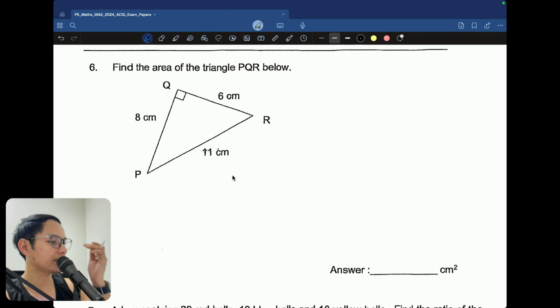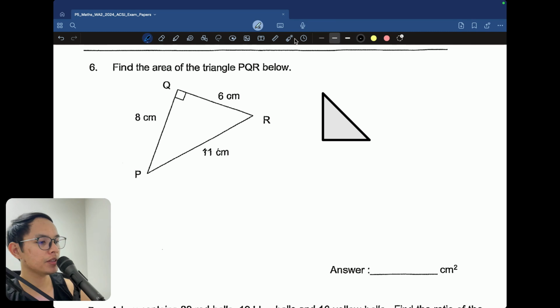Question 6. All right, find the area of the triangle P, Q, and R. So if you remember, we have three types of triangles. This is a right angle triangle because we have this perpendicular box, I call it, inside the triangle. So that means, without the dotted line, how do we calculate the base? I mean, what's the base?